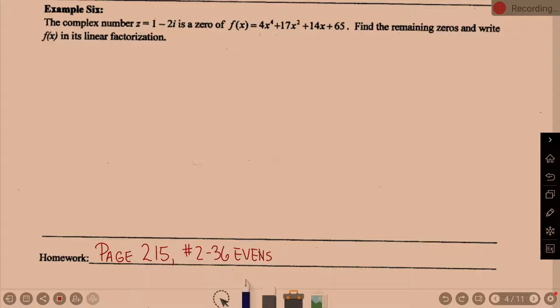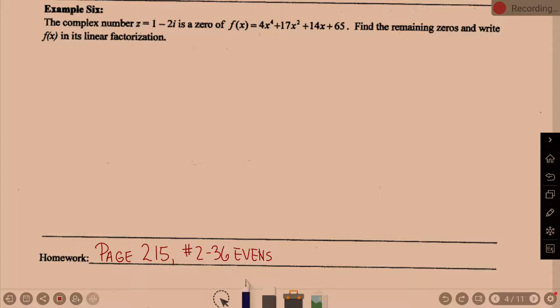Okay, last example in lesson 2.5. And as I said, I believe this goes with maybe the last two problems in homework, I think it was, 34 and 36. So, given the complex number z equals 1 minus 2i is a 0. Okay, so that is a given 0 of that f of x function. Find the remaining zeros and write its linear factorization.